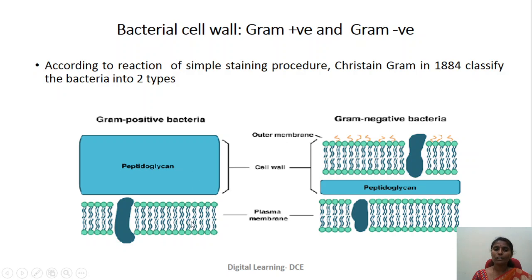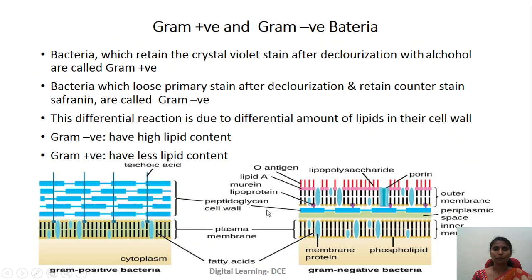So in gram-positive bacteria, there is a large amount of peptidoglycan layer, which also lacks the outer lipid membrane. Whereas in gram-negative bacteria, the peptidoglycan layer is very thin and there is the presence of both an inner lipid membrane as well as an outer lipid membrane. This differential composition brings out the difference between gram-positive and gram-negative bacteria.